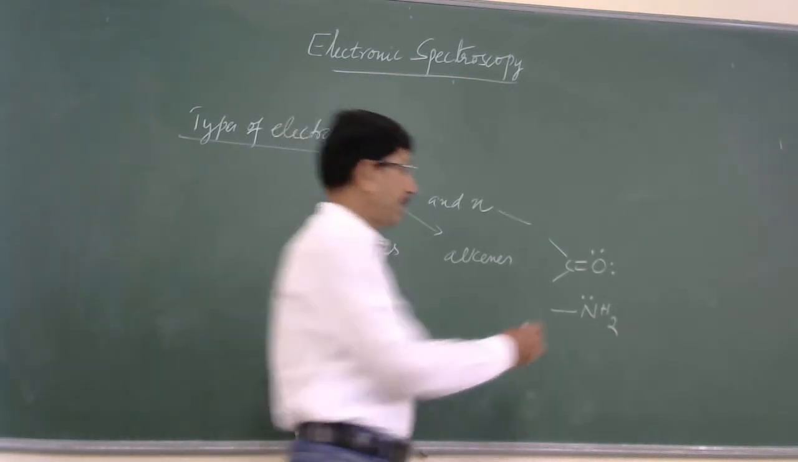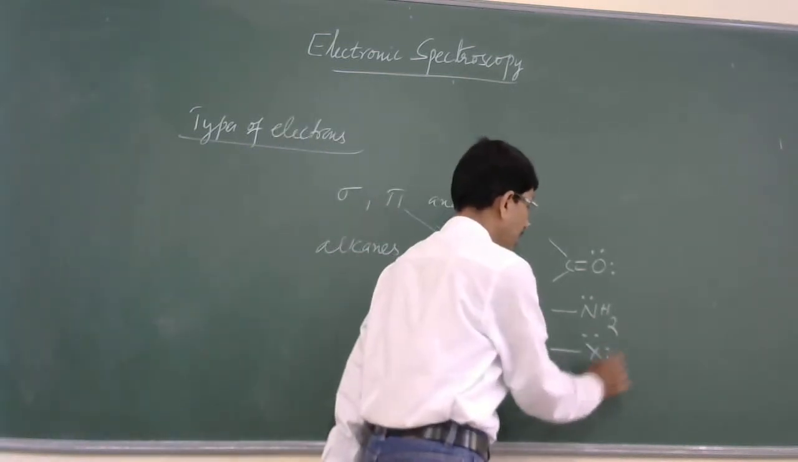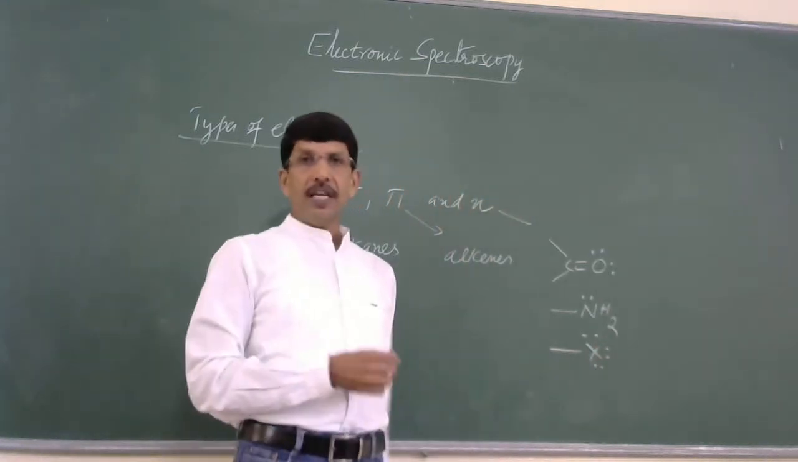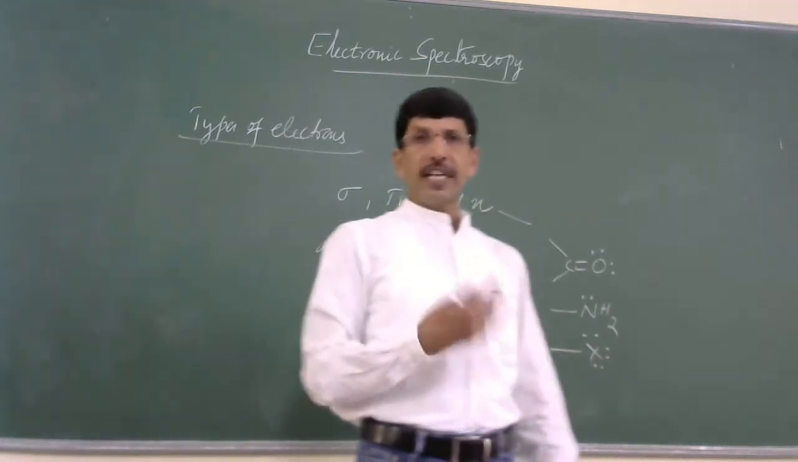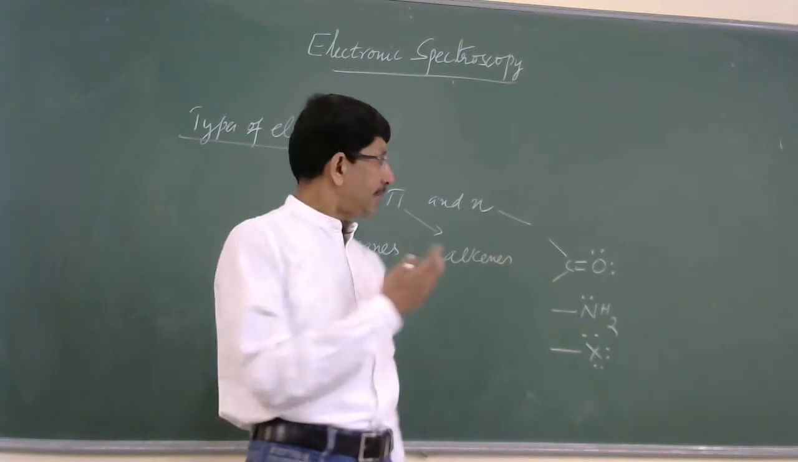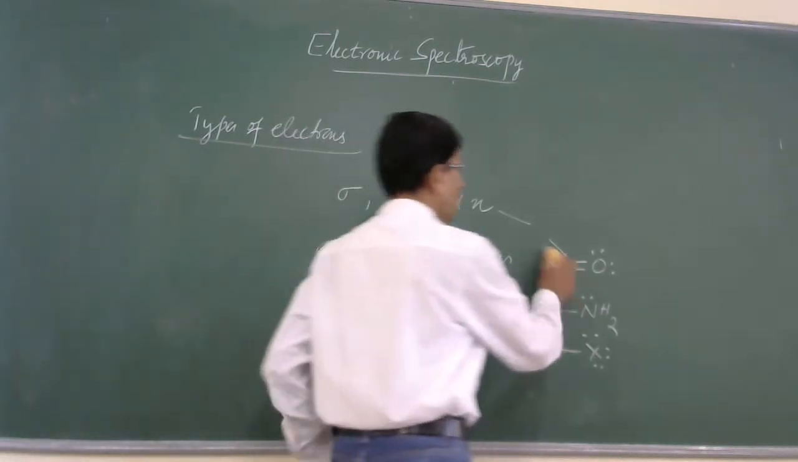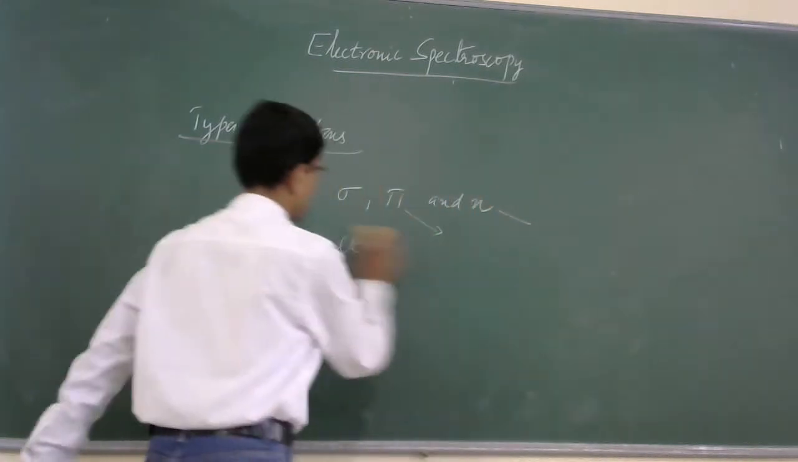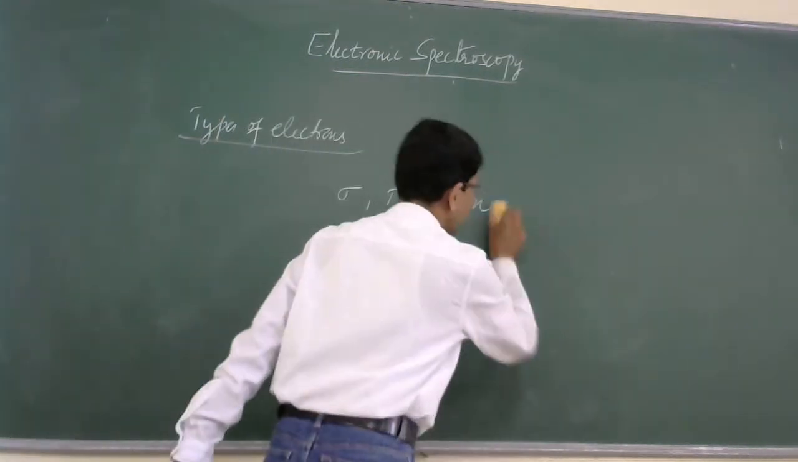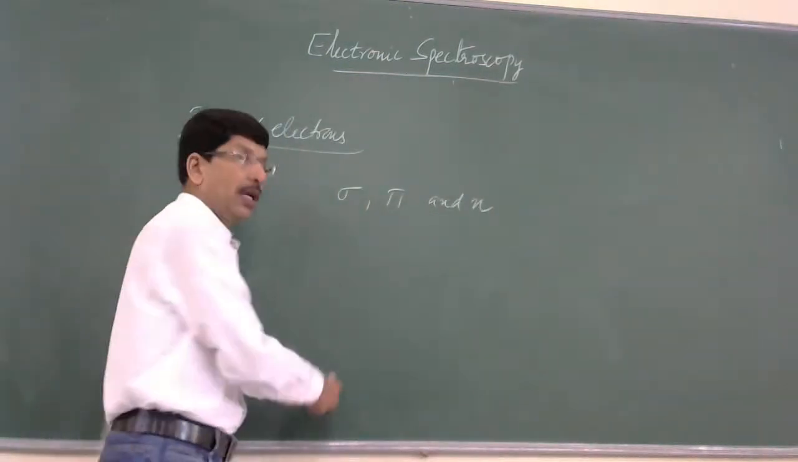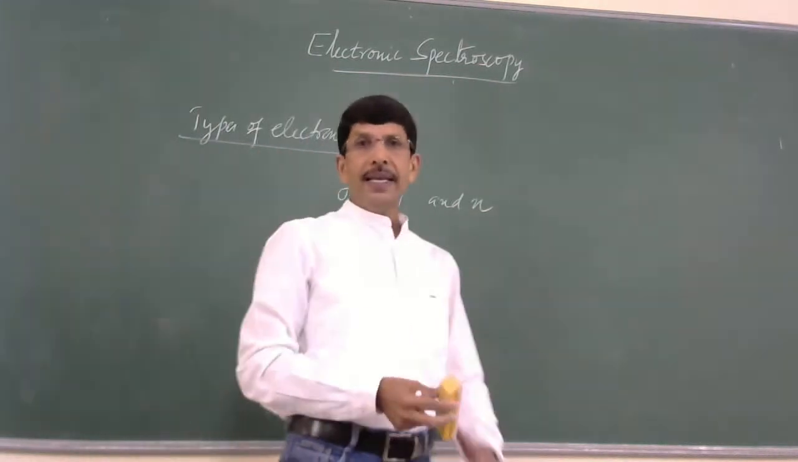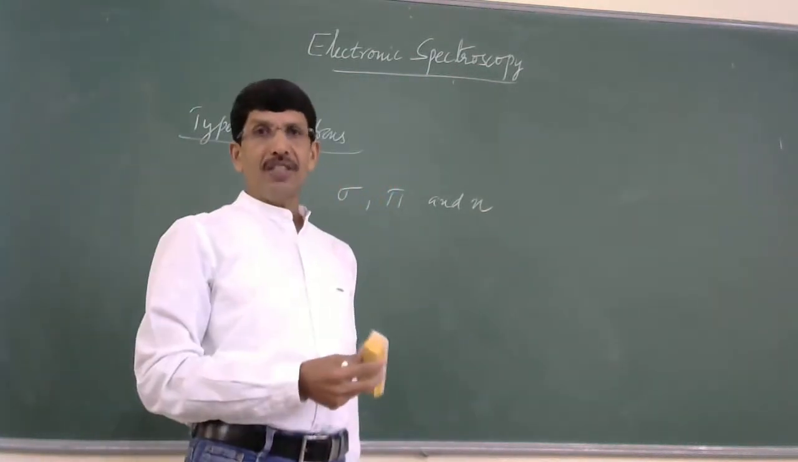And if you consider a halogen, there will be three lone pairs of electrons which do not take part in bonding. Such electrons are called non-bonding electrons. So, the three types of electrons that are found in different types of molecules are all involved in electronic transitions.